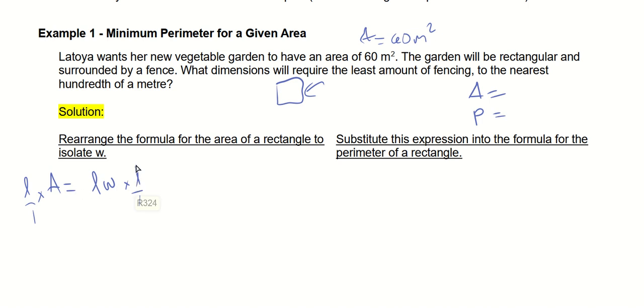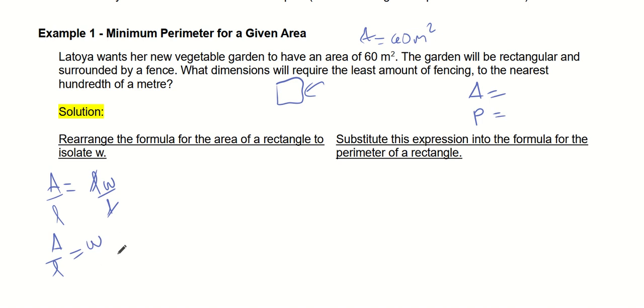Oh wait, you don't multiply, you divide both sides. Sorry, my mistake. Let me just erase that. So you're going to divide both sides by 1 over L, which is the same thing as dividing. Maybe it's easier for me to show it this way: divide both sides by L. This L cancels out with this L, and you end up with A over L equals W.